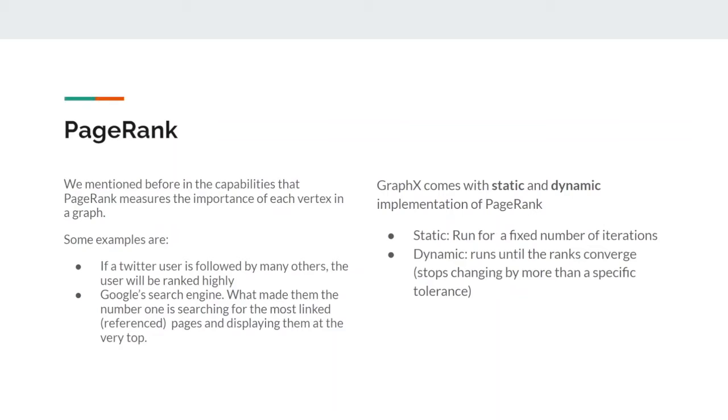GraphX comes with static and dynamic implementations of PageRank. So in the static one, it runs for a fixed number of iterations, while in the dynamic one, it runs until the ranks converge, meaning it stops changing by more than a specific tolerance.